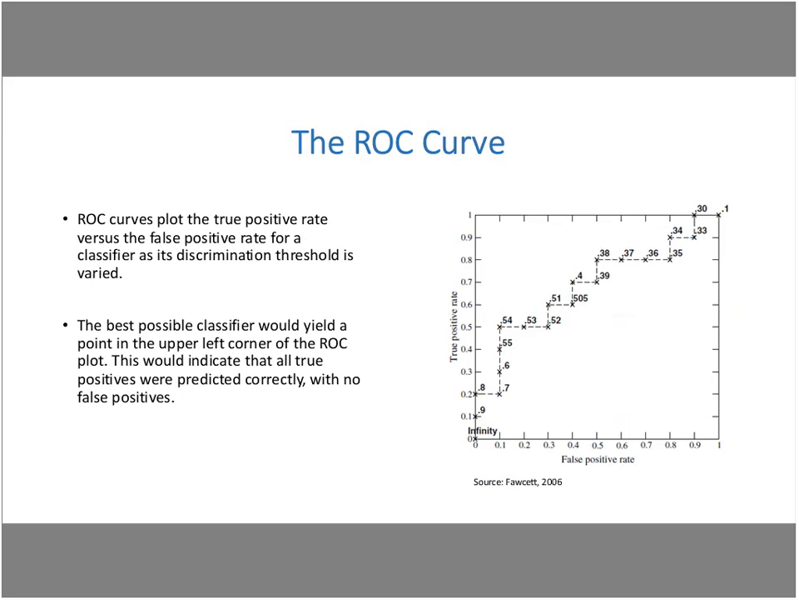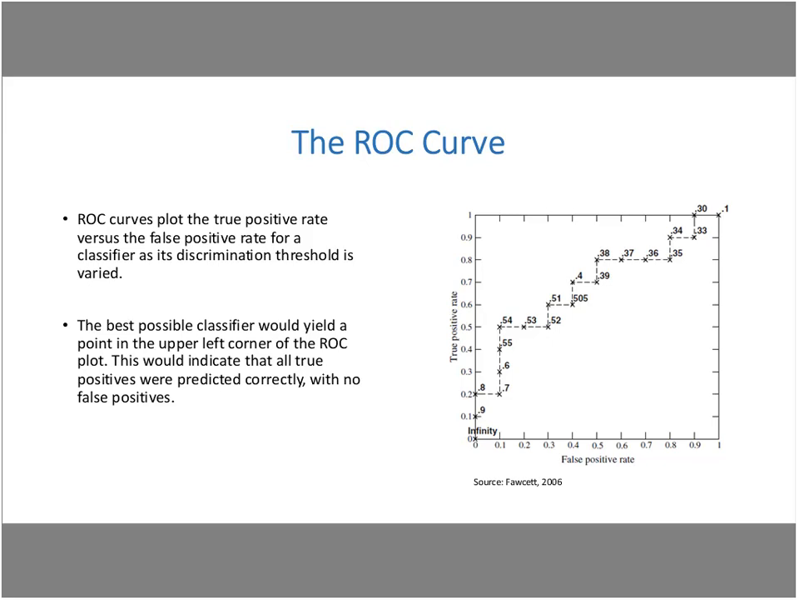So if you were in that very top left-hand corner, you'd have a true positive rate of 1, which means that you correctly identified every single positive in the data. And then you would also have a false positive rate of 0, which would mean that you did not incorrectly identify any of the negatives as positive. So you would be perfectly accurate in that case.